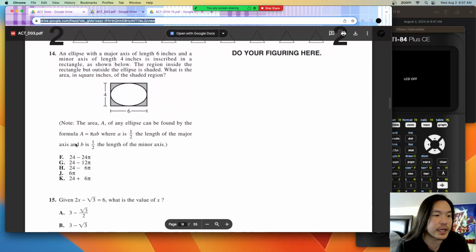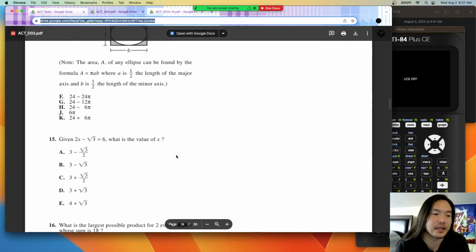So 14 is a great question. Don't give up. They even give you the equation for the ellipse if you need it. Definitely don't be afraid to just type in the numbers. I'm going to tell you right now, the answer is not F. Why? 24 minus 24 times pi is a negative number. There's no way the shaded region has an area that's negative. That's ludicrous.